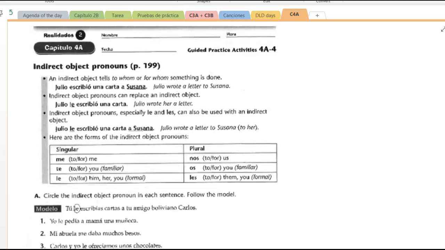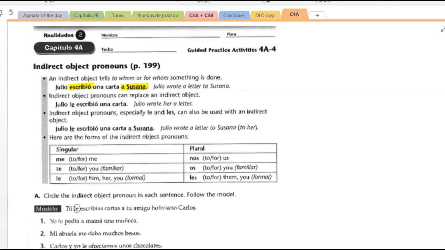Today we continue our work with indirect object pronouns and the use of the imperfect. Talking about the past, remember our new verb tense that talks about the past. Let me show you the example here. We have Julio escribió, that's our imperfect, una carta, and then it says a Susana.